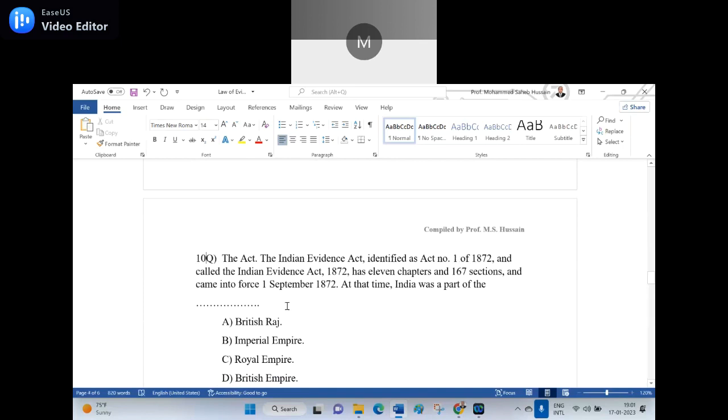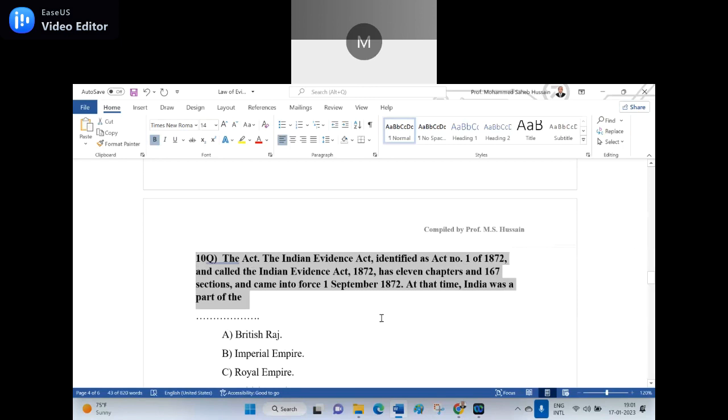The Indian Evidence Act, identified as Act number 1 of 1872 and called the Indian Evidence Act of 1872, has 11 chapters, 167 sections and came into force 1st September 1872. At the time, India was a part of the dash. In the dash, A, British Raj, B, Imperial Empire, C, Royal Empire, D, British Empire.